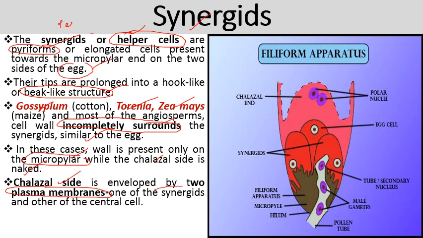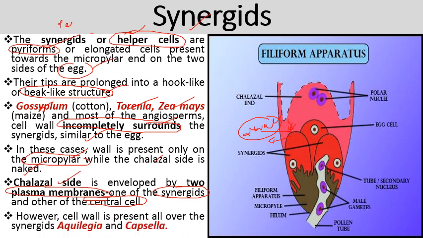One of the Synergid, एक होती है Synergids की अपनी और दूसरी होती है सेंट्रल सेल की. सो ऑन chalazal साइड इसमें दो वॉल्स होती हैं, दो लेयर्स होती हैं प्लाज्मा मेम्ब्रेन की. सॉरी, वॉल्स नहीं, दो लेयर्स होती हैं. वन प्लाज्मा मेम्ब्रेन इसकी अपनी है एंड दूसरी लेयर है सेंट्रल सेल की. However, cell wall is present all over the Synergid in exceptional cases like we have Aquilegia and Capsella. So Aquilegia or Capsella में cell wall present होता है. This is an exceptional case.